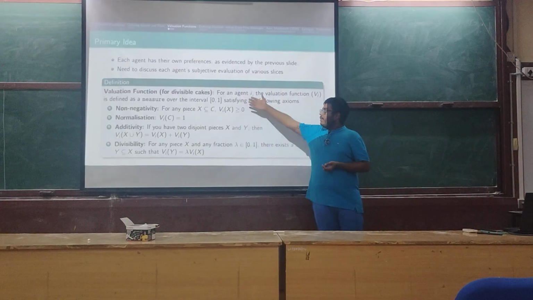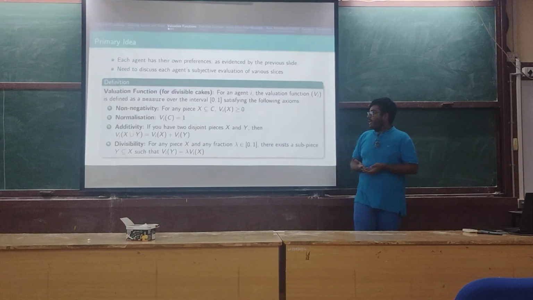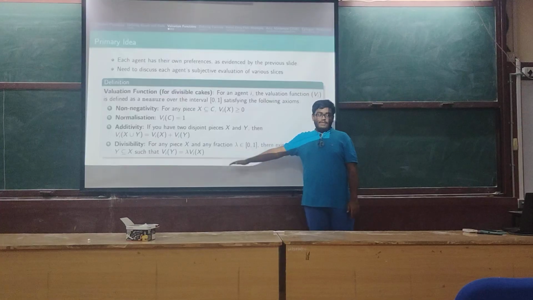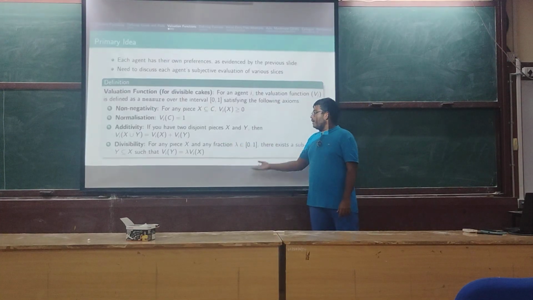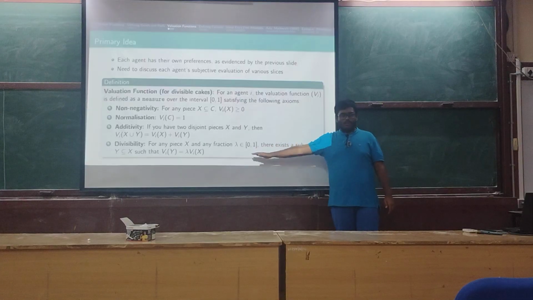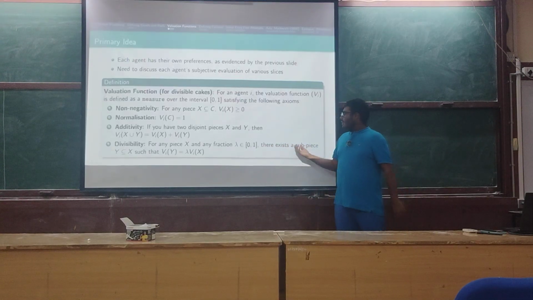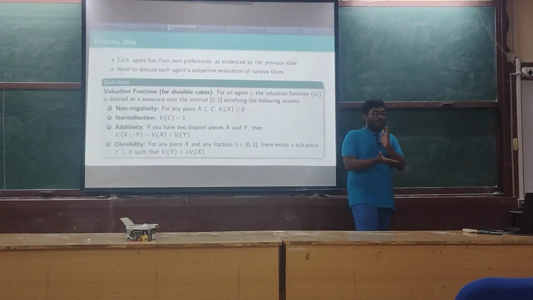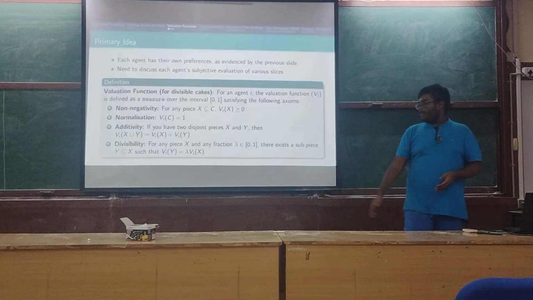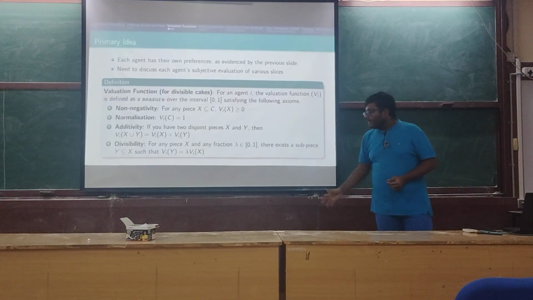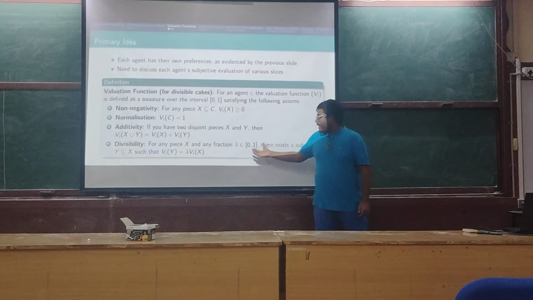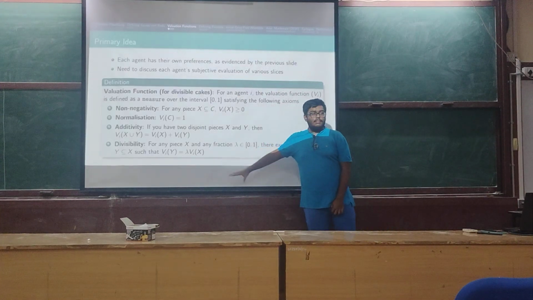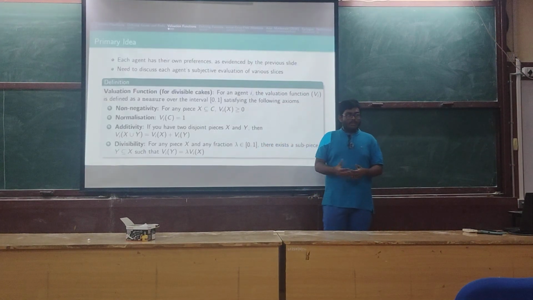Now lastly, coming from the divisibility aspect of a cake, we have the property of divisibility, where if we take any arbitrary piece x of the cake and we take any fraction belonging to 0 to 1, it can also be 0, then in that case we can take a sub piece, a subsection or a subset of our piece of cake, such that the valuation of that would be that fractional multiple of the value of the entire subset of the cake.